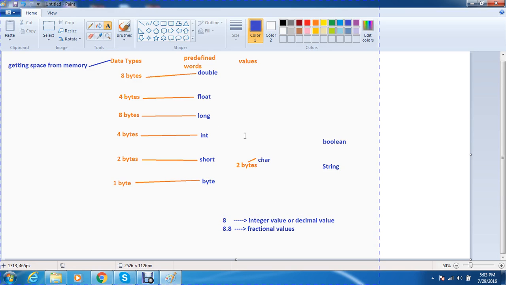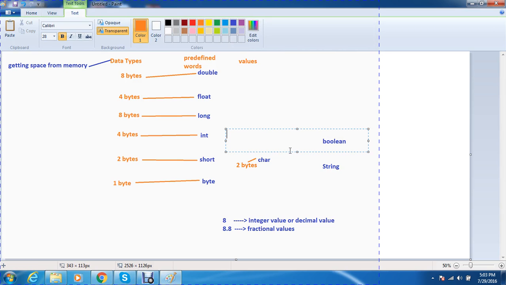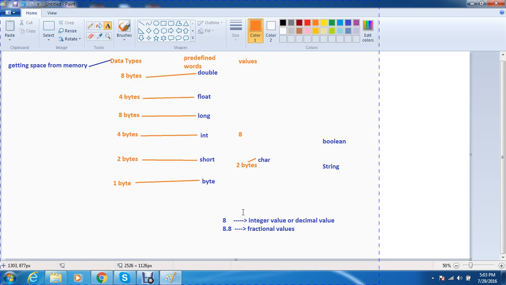Now, coming to int value. How to write an int value? Observe, it is not difficult. Any integer or decimal value is called an int value, that's all.